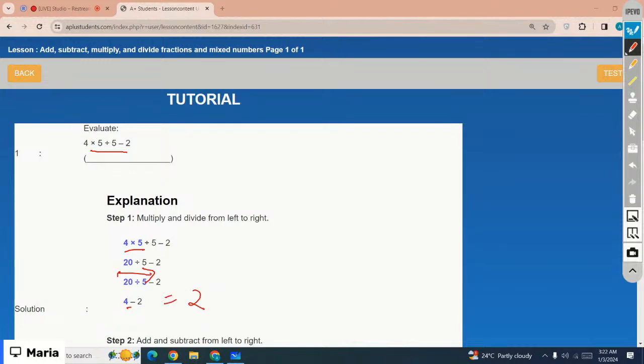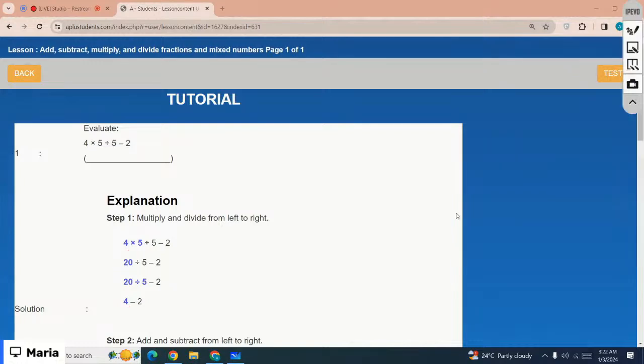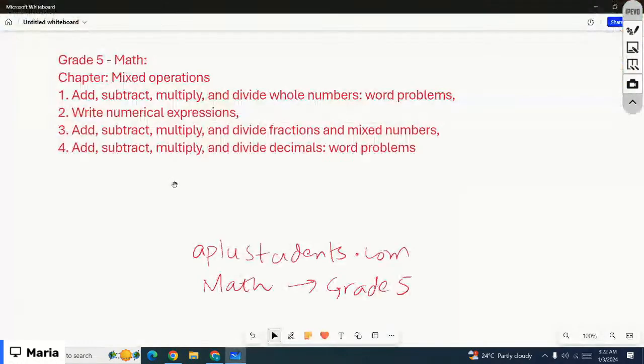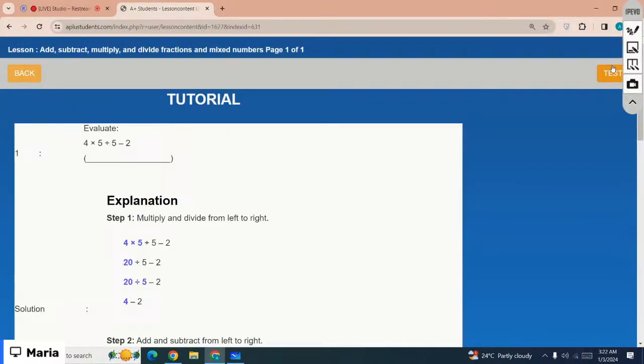The answer is 2. The basic thing you have to learn here is if you have more than one operation in the question, which order you have to perform them. First of all, you have to divide, then multiplication, then addition and subtraction, right? And also when you have division and multiplication in the same question, you have to go from left to right. Got it? So let's just start with the practice questions.